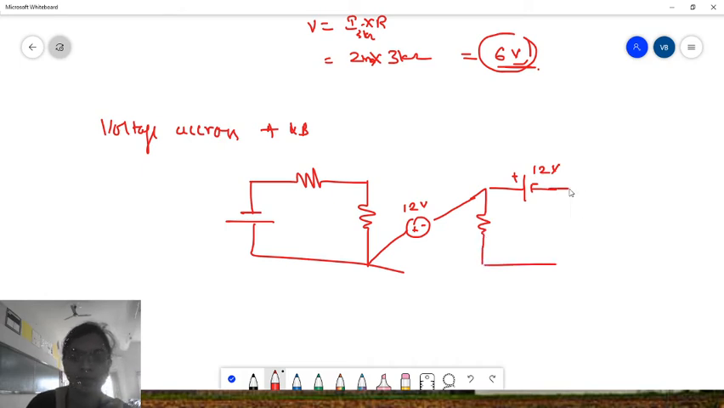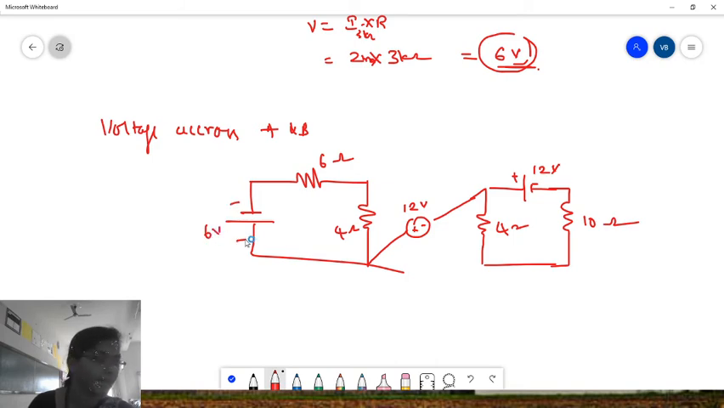and here this is 10 ohms and this is 4 ohms, 6 ohms, 4 ohms, and this is 6 volts. Okay, so this is terminal A and this is terminal B. So you need to calculate the voltage across the A and B terminal. So voltage across the A and B terminal we need to calculate here.